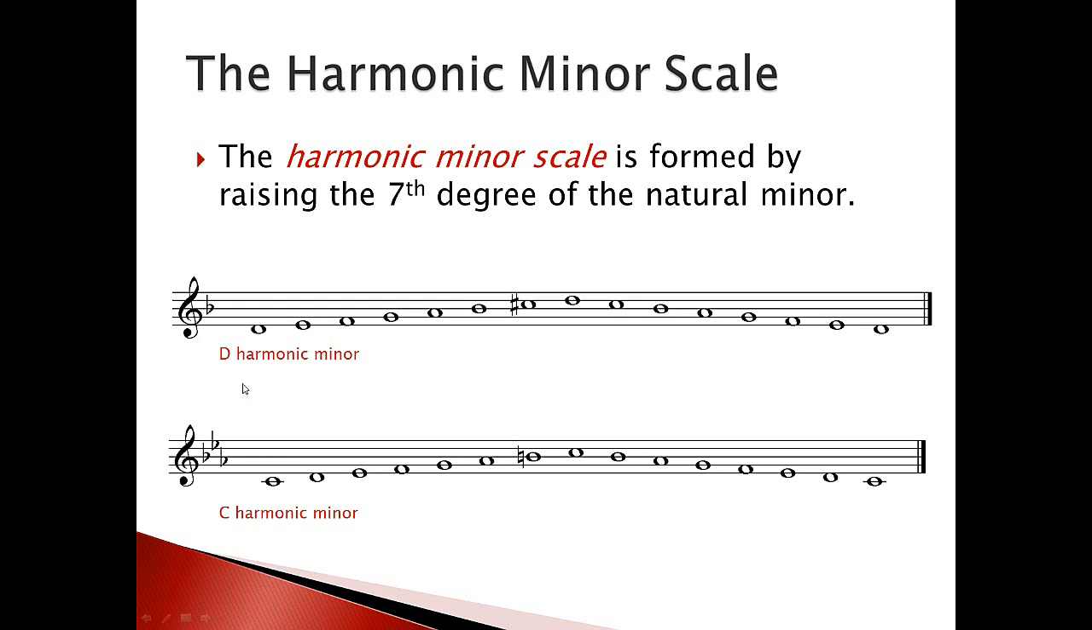Now C harmonic minor, remember it had 3 flats. If we raise the 7th degree, which is B flat, we raise it to B natural, then we get C harmonic minor. I'll play it an octave up. So there's C harmonic minor. So the difference between a natural and a harmonic is the harmonic has the 7th degree raised, going up and down.